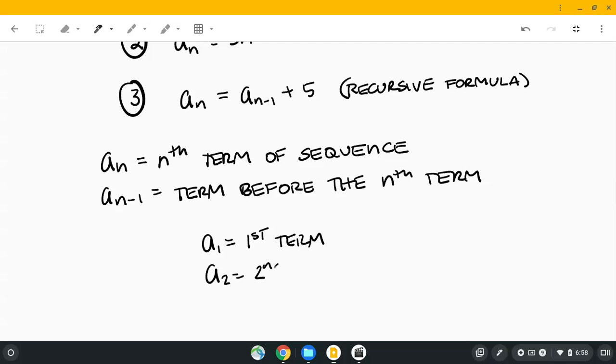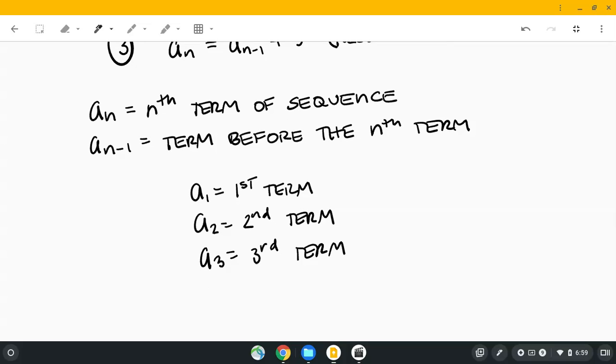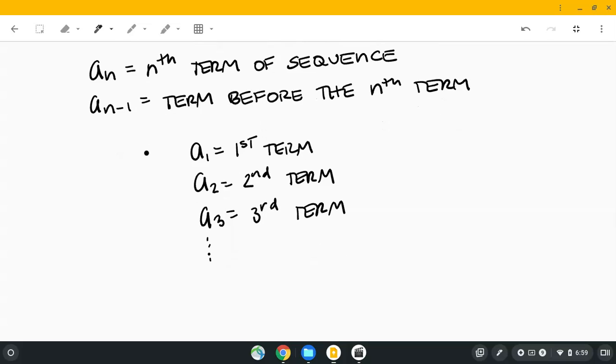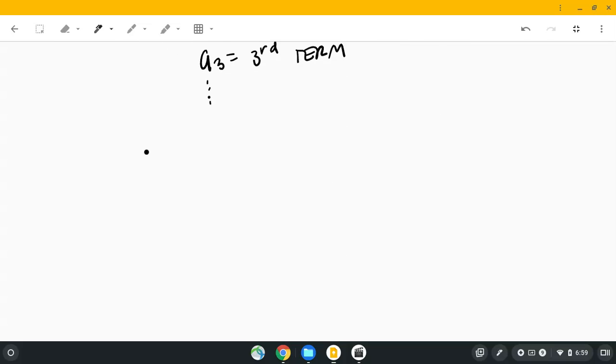A2 is the second term, A3 is the third term, and we can keep on going. A3, A4, A5. These here make more sense. These are a little bit abstract. Here, we're just talking about this in more general notation. All right, so let's take a look at an example.